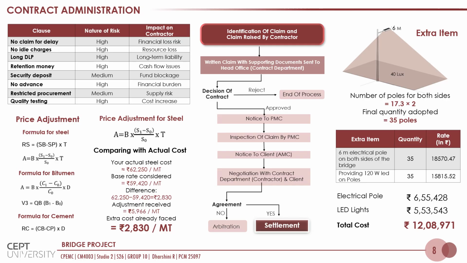This slide explains price adjustment and additional item analysis. Extra items such as electrical poles and LED lighting systems were identified during execution. The total additional cost for these items was approximately 12 lakh rupees. Price adjustment formulas for material such as steel, cement, and bitumen were also studied. For example, due to market fluctuation, the actual steel cost exceeded the base contract rate. However, the price adjustment clause partially compensated the contractor for material escalation.